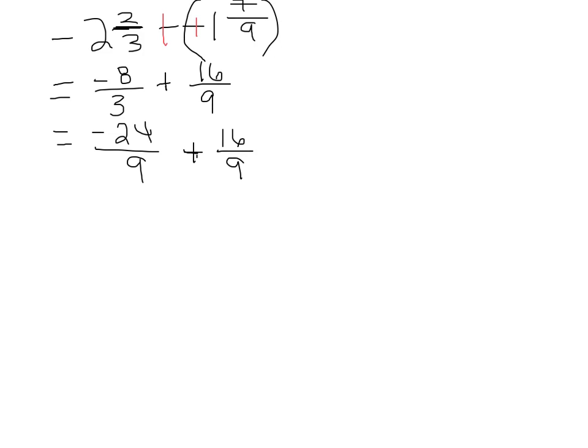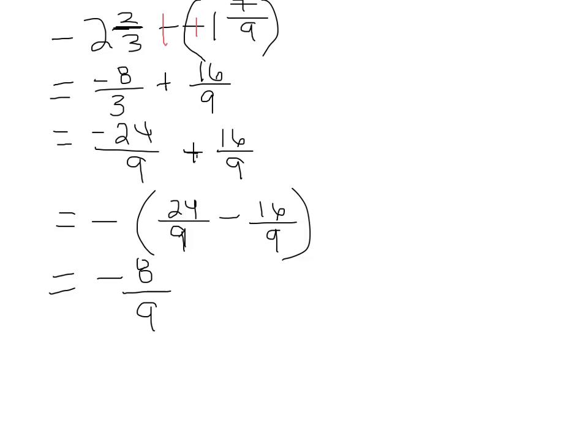Now that I have a common denominator, it's pretty easy to tell that my negative 24/9 would have the larger absolute value. Since both of my fractions have ninths, the numerator that's going to have the larger absolute value is going to give you the bigger fraction. So in this case, our negative 24/9 is my bigger absolute value, so I know my answer is going to be negative. I'm just going to do the absolute value of 24 minus the absolute value of 16. So the answer here is negative 8/9.